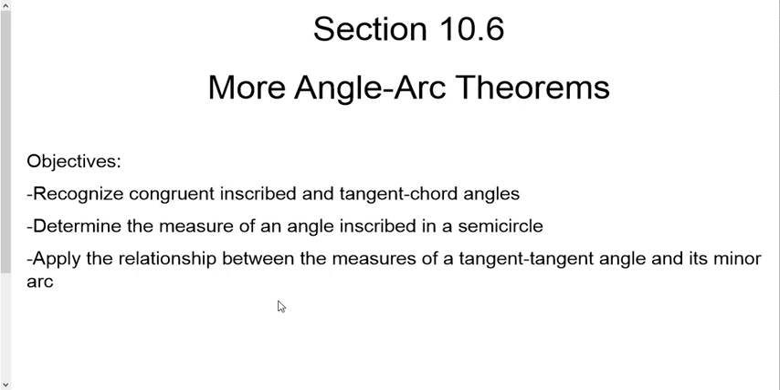Hey everybody, here's section 10.6, some more angle arc theorems. In this section, we're going to recognize congruent inscribed and tangent chord angles, determine the measure of an angle inscribed in a semicircle, and apply the relationship between the measures of a tangent angle and its minor arc. If you don't remember what a tangent chord angle is or a tangent angle, I suggest going back to 10.5, watching that video again so you do know what they are.